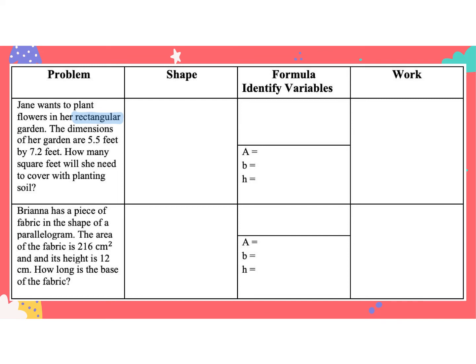The dimensions of her garden are 5 5/10 feet by 7 2/10 feet. How many square feet will she need to cover with planting soil? So I'm going to draw a rectangle. And our base is 5 5/10 feet. And our height is 7 2/10 feet.